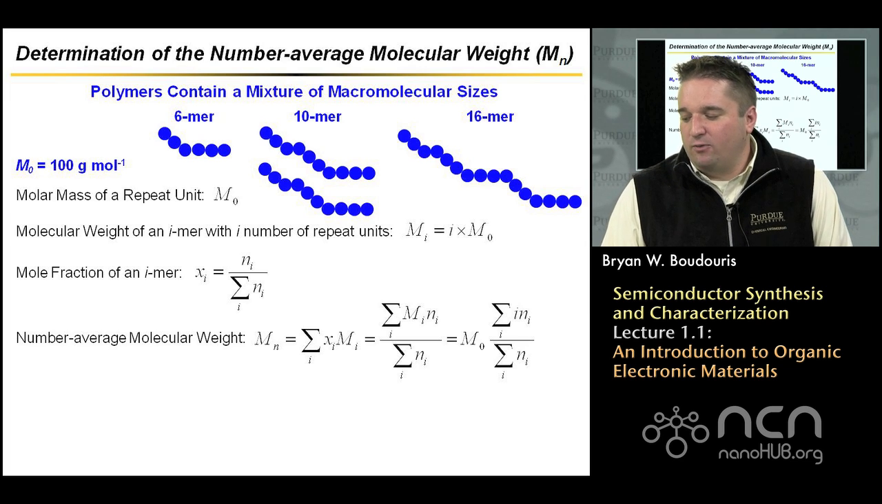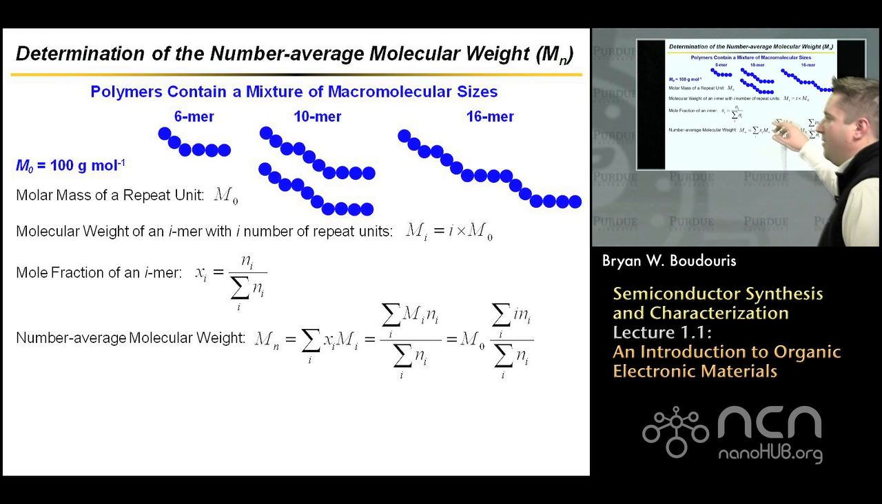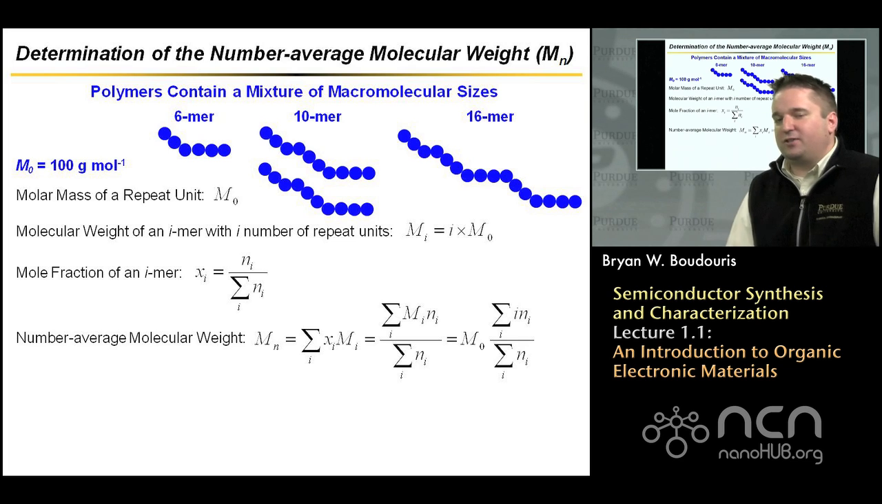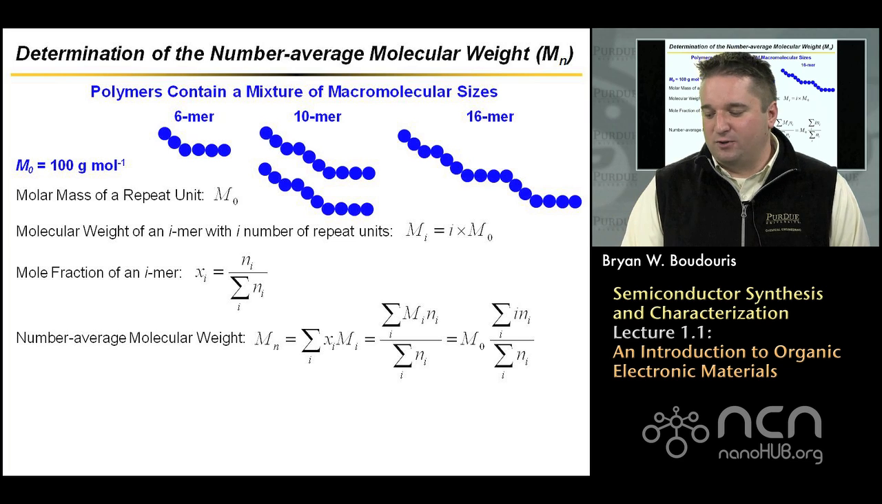And if we do that, the math will reduce down to something where we say the molecular weight in number average terms must just be equal to the molecular weight of a single repeat unit times this summation, the length of the i-mer times the number of i-mers I have, divided by the total number of i-mers. So let's do an example calculation using these very simple 4 polymer chains.